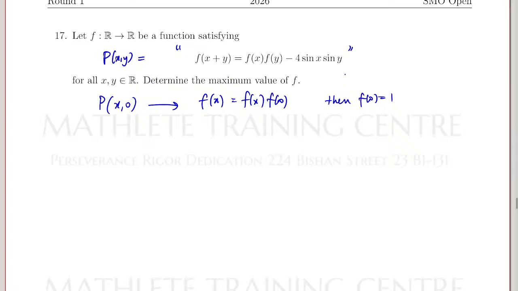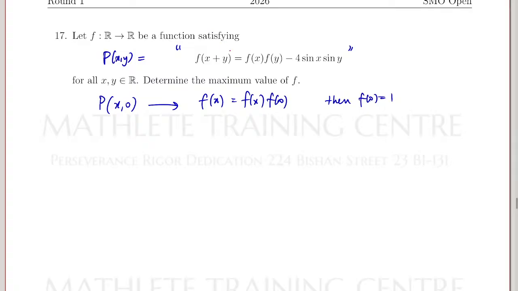Actually, there is another possible choice. The other possible choice is that f(x) equals 0 for all values of x. But of course, if f(x) equals 0 for all values of x, it doesn't work. Then now, how to continue? Well, you need to try to use f(0).